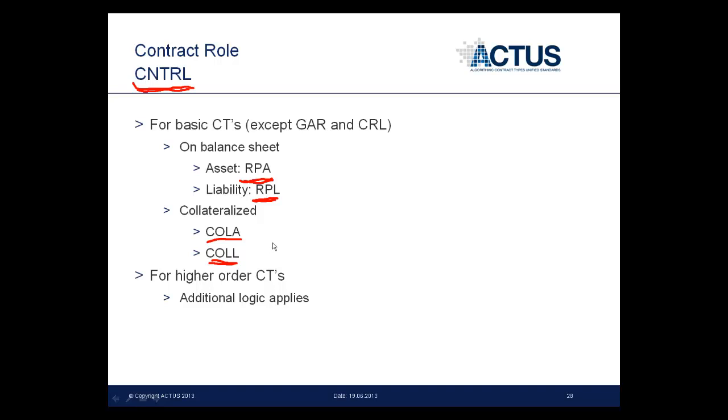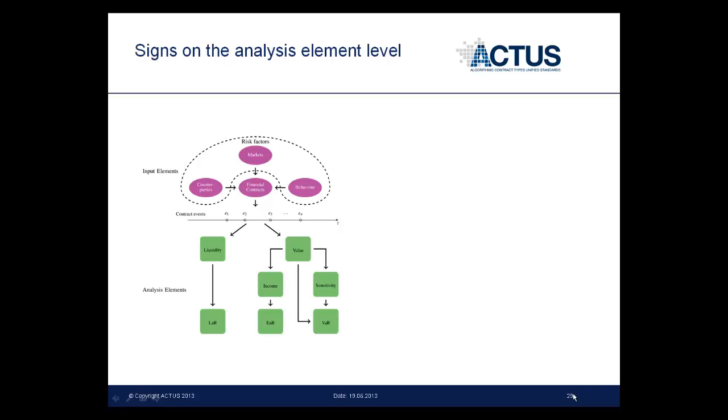Higher order contract types sometimes need additional logic. However, at the end of the day, it turns the underlying contracts into either an asset or a liability, and their corresponding cash flows into in- or outflows. There are only these two states. The additional logic necessary for higher order contract types will be explained in due time. We have solved the problem on the level of cash flows. The cash flow sign solves the problem on the contract level.